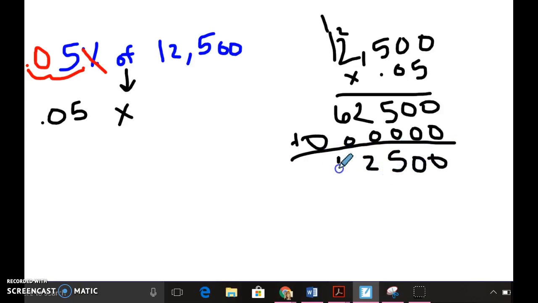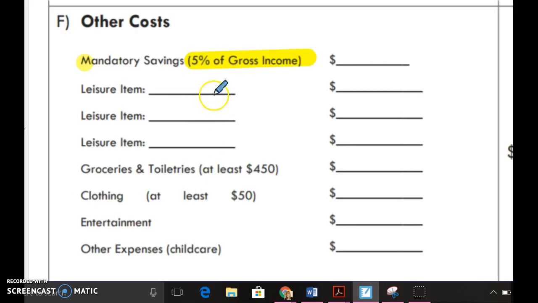I need to remember however many decimal places I multiplied by is how many decimal places need to be in my answer. So there's 2 here, there's 2 here. So when I fill in my sheet, I have to save $625. So I'm going to find that sheet and make sure that 625 goes here.